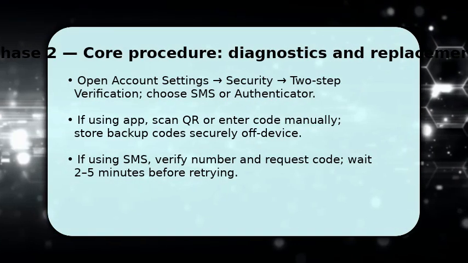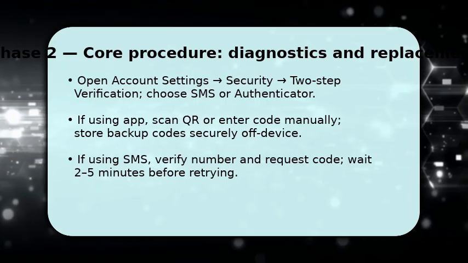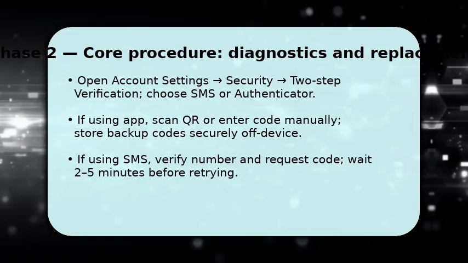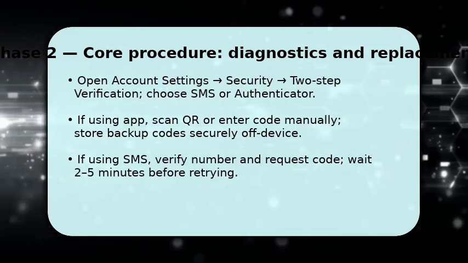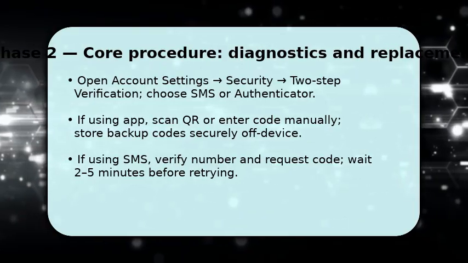Now enable two-step in account settings under Security. Pick SMS or an authenticator app depending on your preference. If you choose an app, scan the QR code or type the manual setup key. This is more reliable and offline. Store any backup codes somewhere safe and separate from your phone.